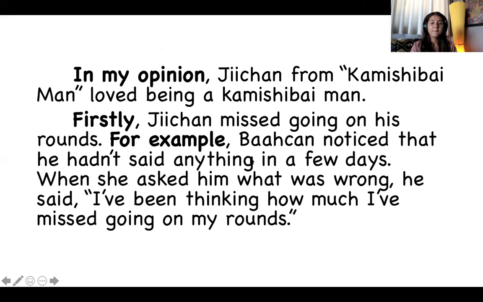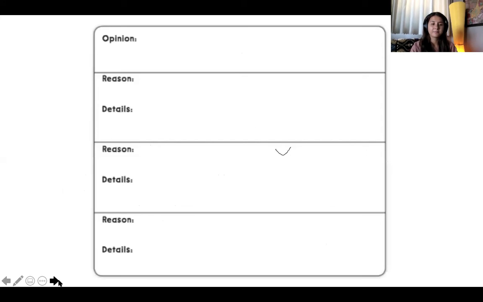For example, let's just say Ba-chan, so I've mixed these letters up. Ba-chan noticed that he hadn't said anything in a few days. When she asked him what was wrong, he said, I've been thinking how much I've missed going on my rounds. So my first reason shows that he loved being a Kamishibai man. If you love something and you stop doing it, you're going to miss doing it. You're going to want to start doing it again.